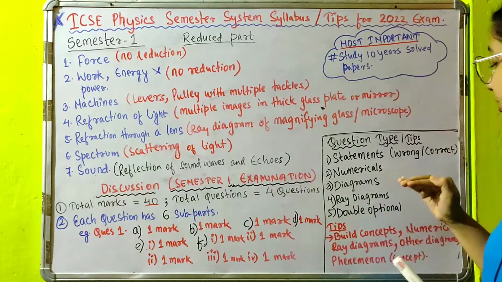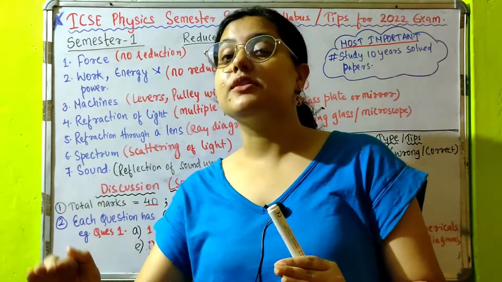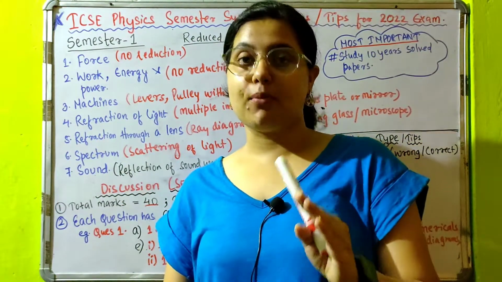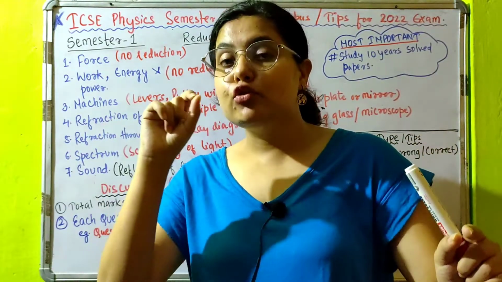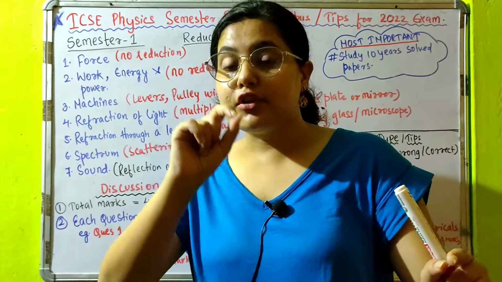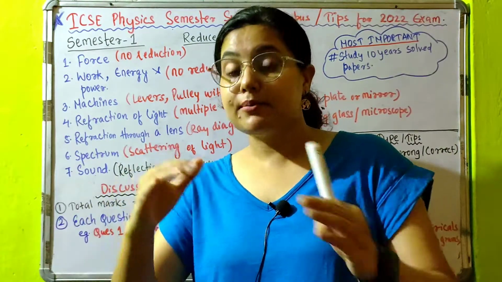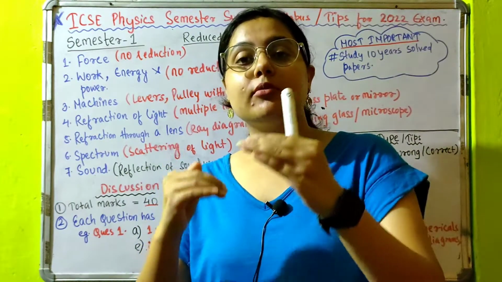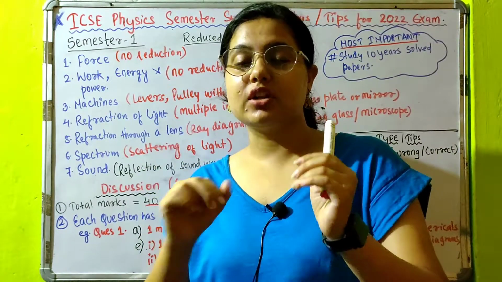Now coming to the double optional question. This year I saw that in the physics specimen paper we have a question with more than 1 option. That means you will be given a numerical problem and asked to tick the velocity as well as the momentum. You will be provided with 6 options instead of 4 options, and you will be asked to tick 2 options out of 6.